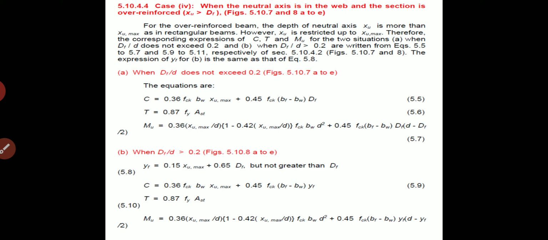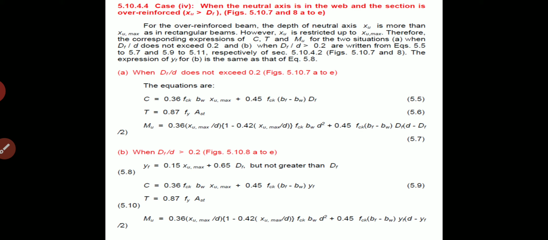First, when Df by small d does not exceed 0.2, the equations are: compression side C equal to 0.36 fck bw Xu max plus 0.45 fck bf minus bw into Df. Tension side T equal to 0.87 fy Ast, and ultimate moment 0.36 Xu max upon d, 1 minus 0.42 Xu max upon d, into fck into bw into d square plus 0.45 fck bf minus bw into Df into d small d minus Df by 2.